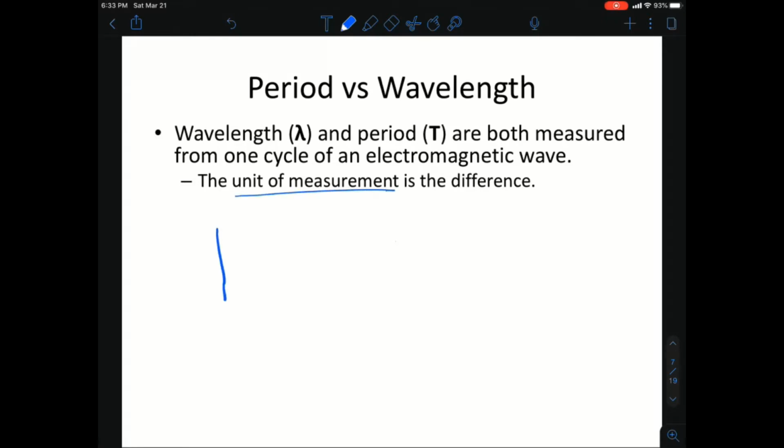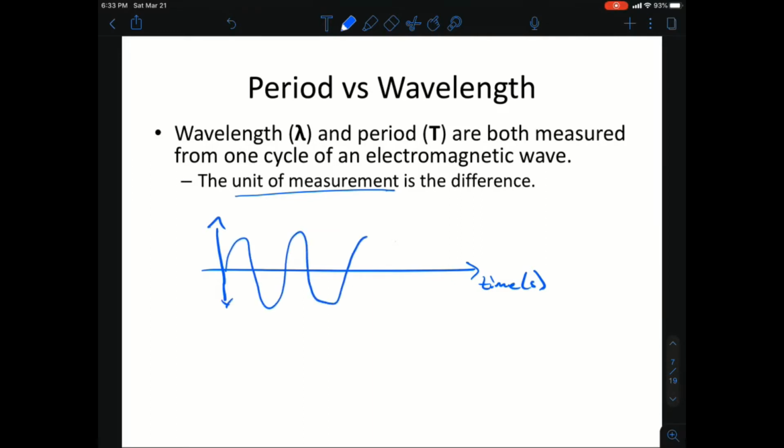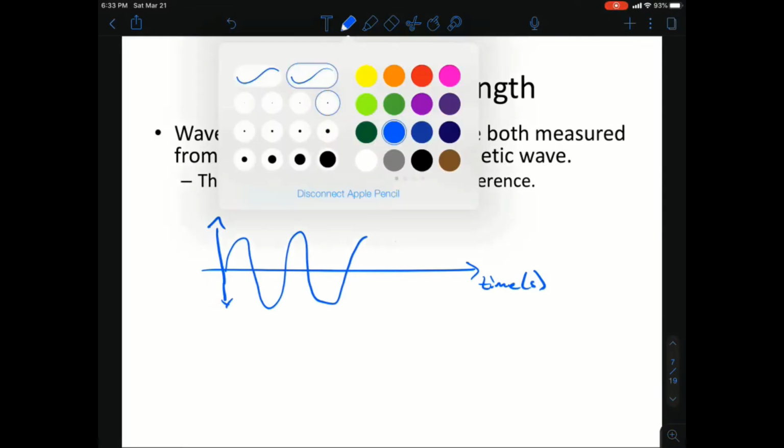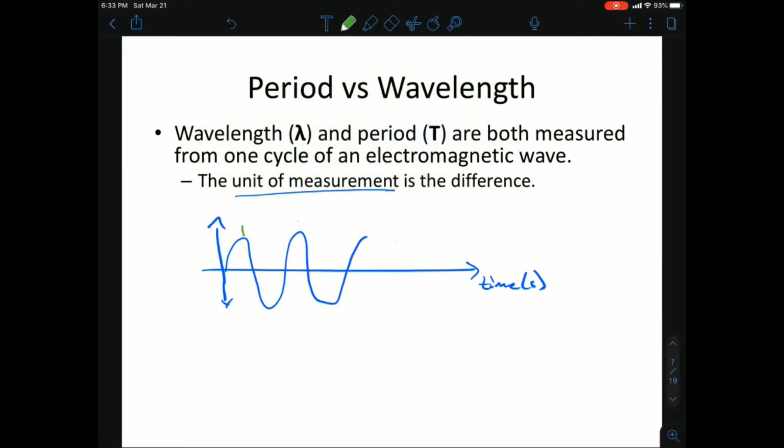So if we have this diagram, and it's in time, measured in seconds, and we're going to leave the vertical axis empty. In this case, we say, hey, we're going to measure from this peak to that peak. That's one cycle, but because we're measuring in time, we have capital T for our period. So this is capital T equals the period of the wave, and that's going to allow us to find out some other information.